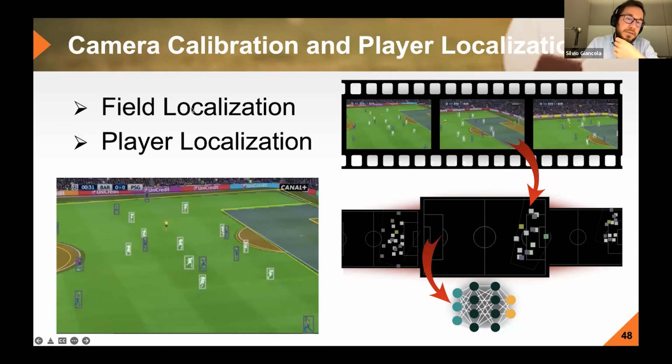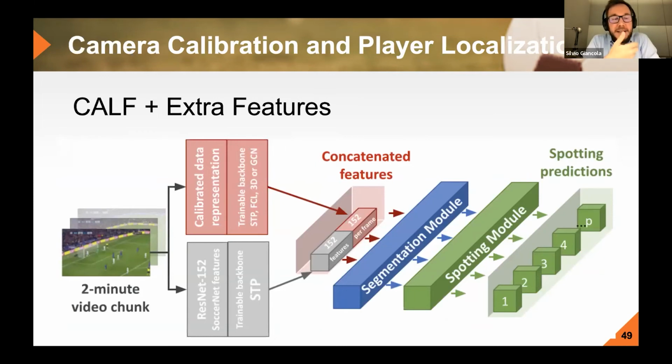For that, if you merge field localization with player localization, you can draw these top view images of the current state of the game, and we can leverage those features within a method. Again, we provide code for that. Basically, this is nothing else than the context-aware loss function, also called CALF, with some extra features. The original CALF method just takes ResNet features, for instance, but can we use a calibrated data representation with some extra trainable backbone that relies on a specific image encoding or a specific graph convolution network in order to provide more spatial information about the state of the game?